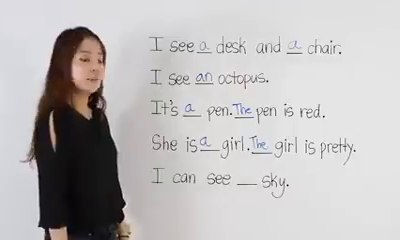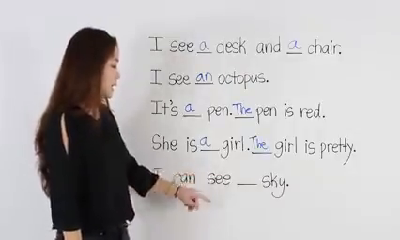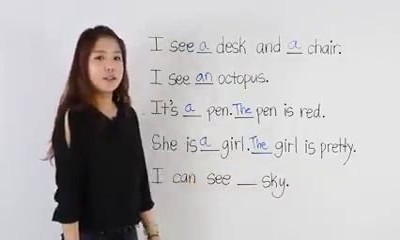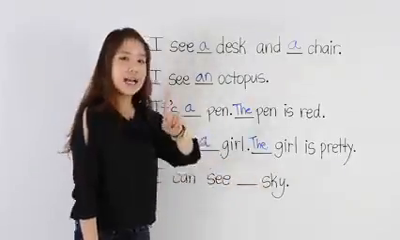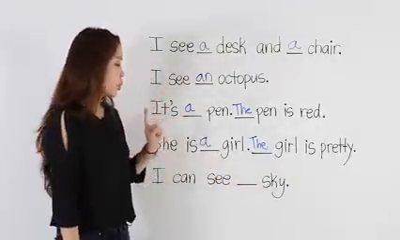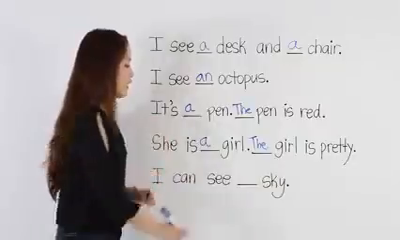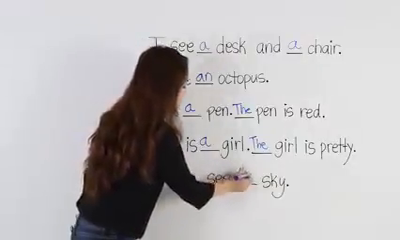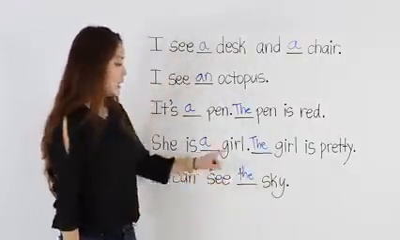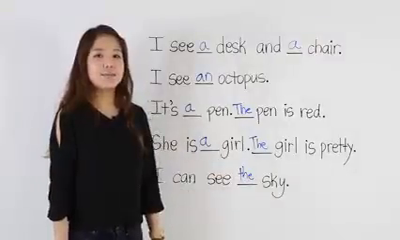And the last example, I can see sky. Now, we only have one sky, right? So if there's only one, we have to put the article the. I can see the sky.